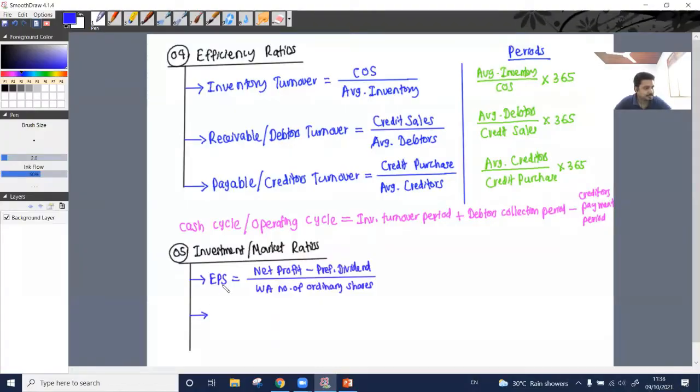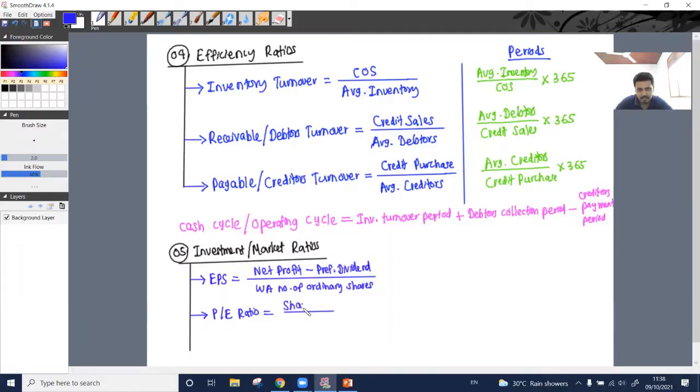What else? We have this ratio, the PE ratio, or what we call price per earnings. From the term itself, you can derive the equation. What should it be? Price per earnings.